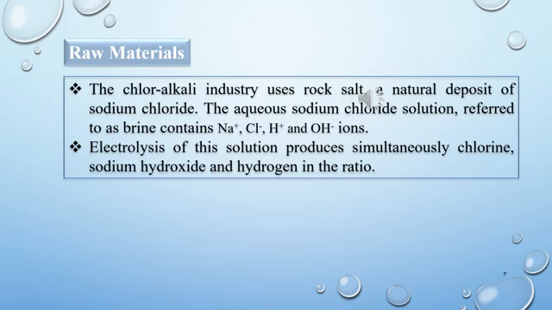So dear students, in this raw material we have discussed 2 points. The first one is that we use rock salt for the preparation of brine, and by the electrolysis it contains 4 types of ions. And the second point is that sodium hydroxide and chlorine will be produced at different electrodes and in different ratios.